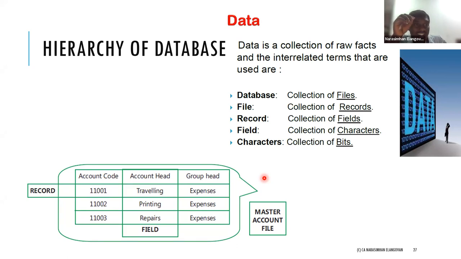Each of those records is a collection of multiple fields. A field could be, when did you pass your exam? What is the exemption which you had got? How many years of practice are you in? Which firm are you in? Right? All of those are fields. And every field has characters, alphabets, data, numbers, numeric. And last, a character is a collection of bits. Right? So that's basically the hierarchy of a database.